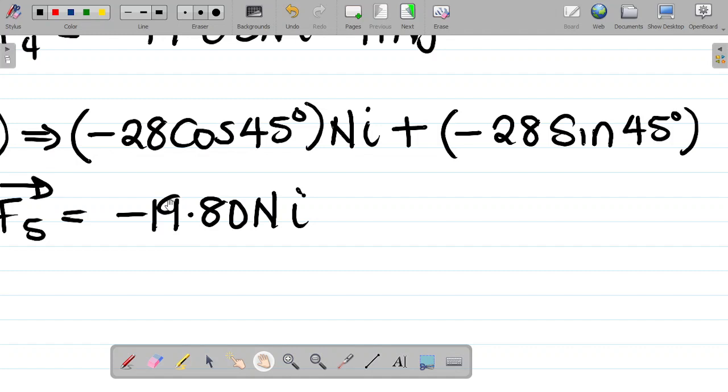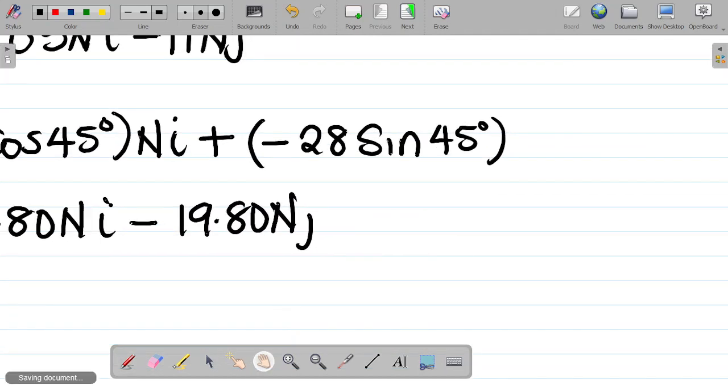Next, I will punch plus minus 28 sine 45. What do we have there? That becomes minus. So if you punch all of that, you have minus the same thing, minus 19.80 Newton. Now this one becomes what there? J. Now by the way, I didn't add that there, so I'll just add this here as Newton J.